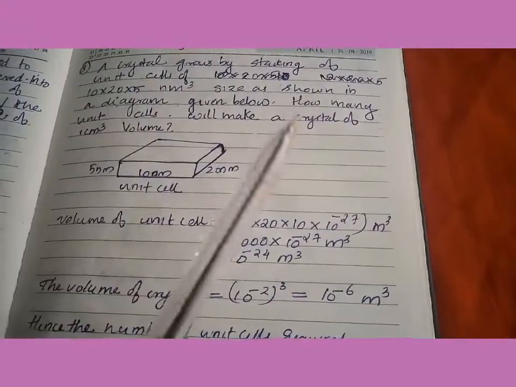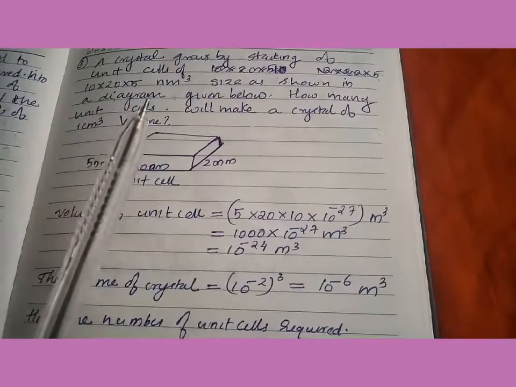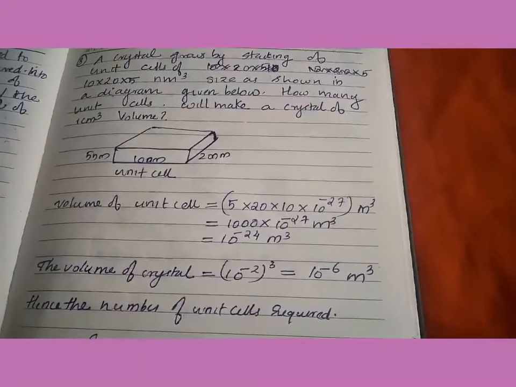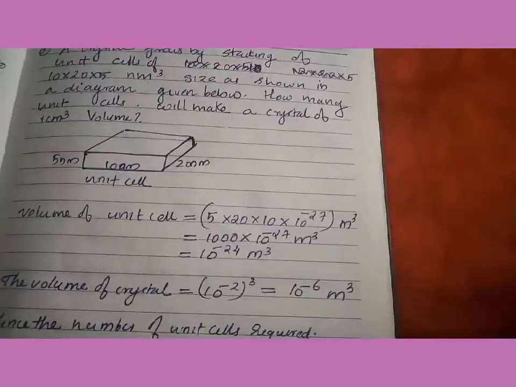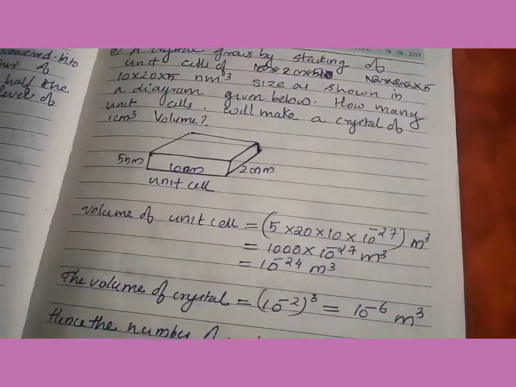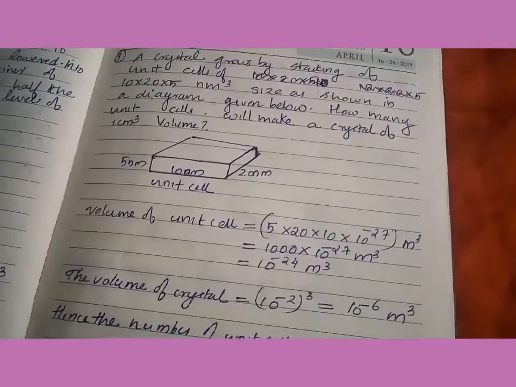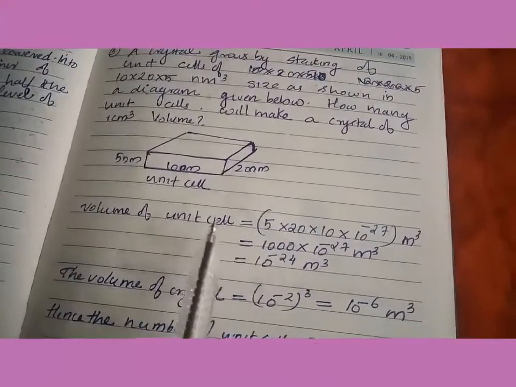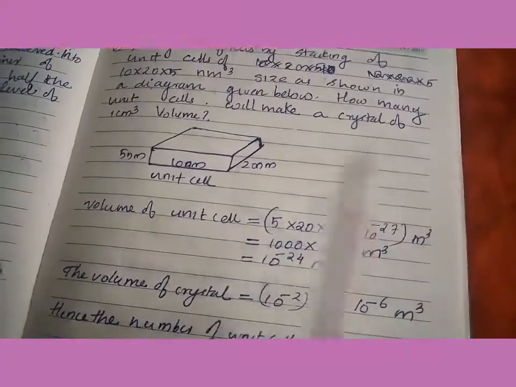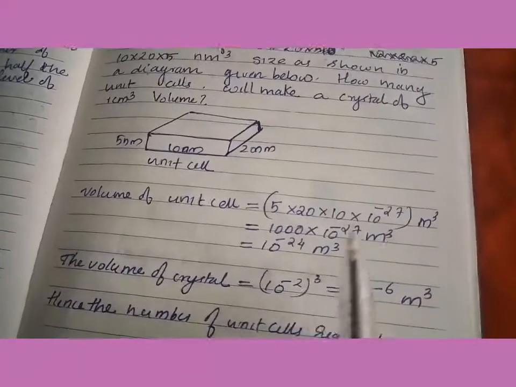A crystal grows by stacking of unit cells of 10 into 20 into 5 nanometer cube size, as shown in the diagram given below. How many unit cells will make a crystal of 1 centimeter cube volume? Here the crystal volume is 1 centimeter cube, and we have to find the volume of the unit cell, that is length into breadth into height, that is 5 into 20 into 10.